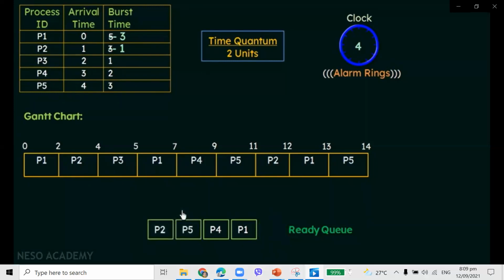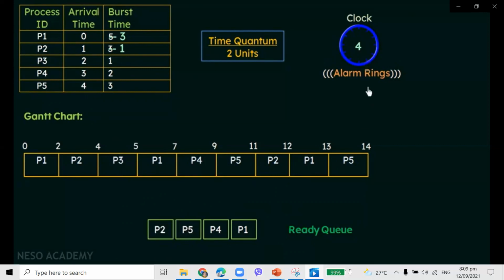So this is what our ready queue will look like now. P3 is taken from the ready queue and put in the Gantt chart because it is using the CPU for its execution, and P5 which has arrived at time 4 is kept in the ready queue, and P2 which is preempted is also kept at the end of the ready queue. So this is what happens at time 4.